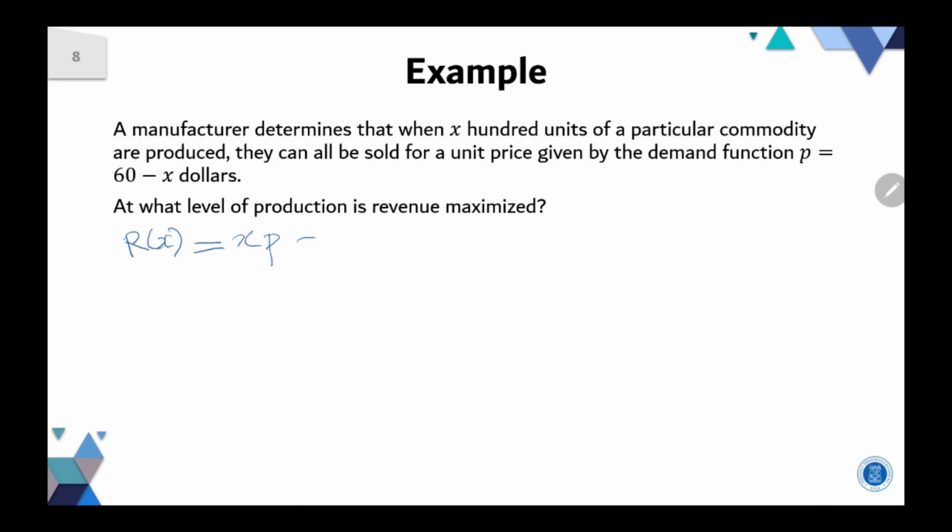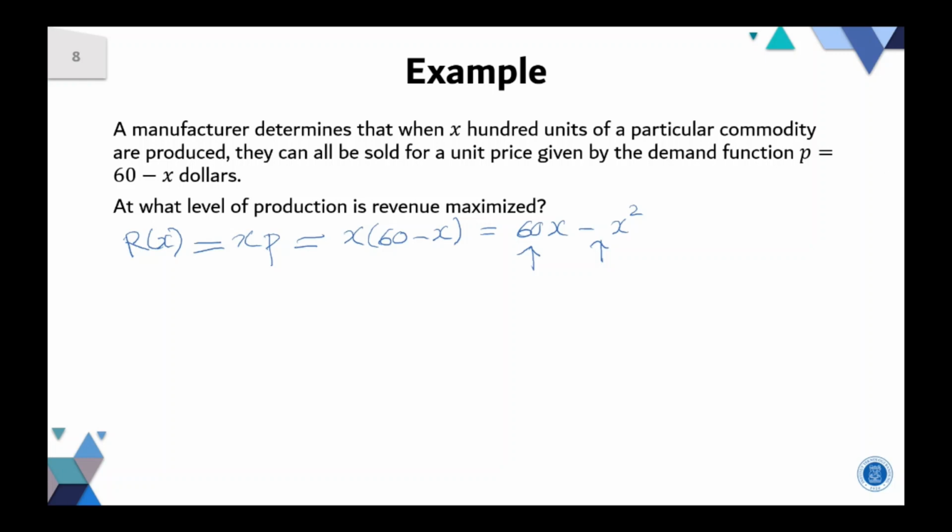Then this is going to be x times (60 minus x), which is equal to 60x minus x squared. So remember, this is a parabola. You remember the general form of the equation for a parabola, which is ax squared plus bx plus c. So what is the a here? The a is the coefficient of x squared, which is minus 1, and b is the coefficient of x, which is 60, and we don't have a c here, so c is equal to 0.